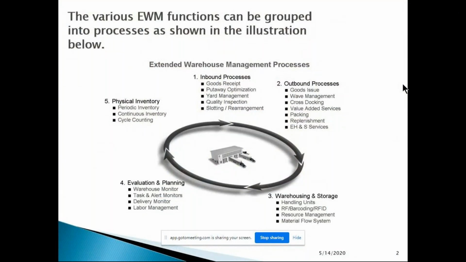Just have a glance at this slide. It shows the various EWM functions that can be grouped into processes: inbound processes, outbound processes, warehousing and storage, evaluations and planning, physical inventory. Within the inbound process, what are all the things there? Goods receipt, putaway optimization, yard management, quality inspection, slotting and rearrangement.